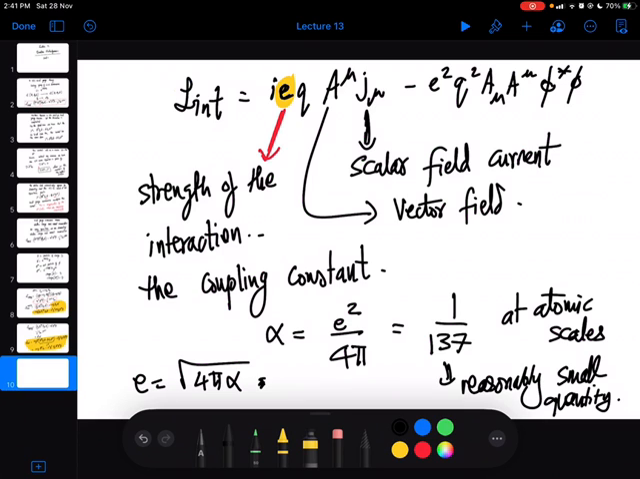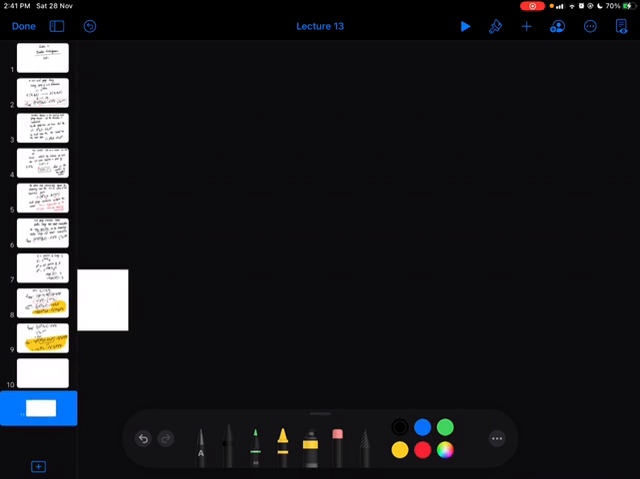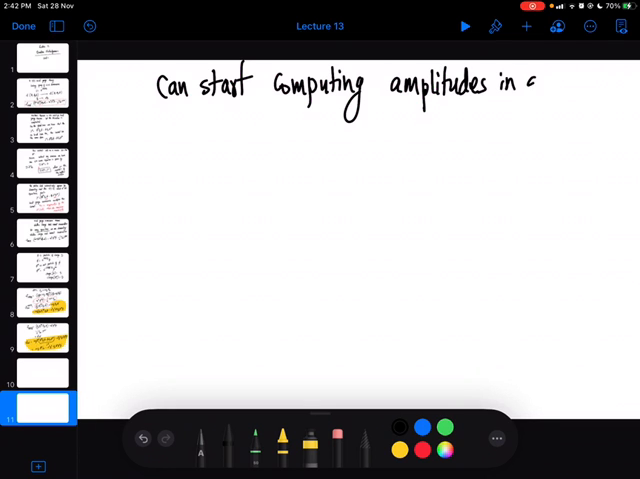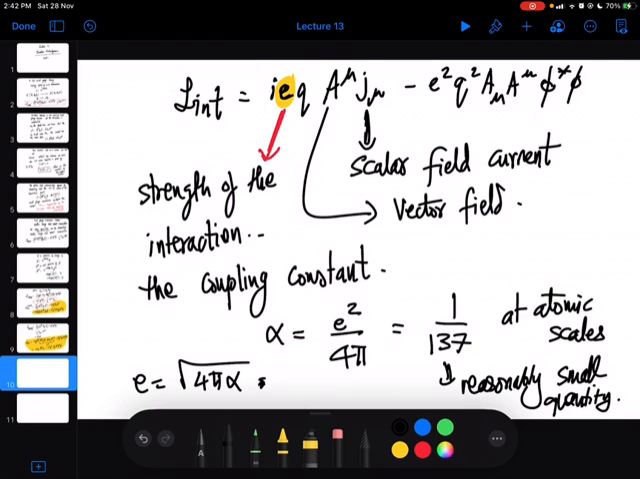So this coupling constant is reasonably small, so you can start dealing with things in a perturbative manner. You can start computing things, cross sections, amplitudes. What I mean to say is computing amplitudes in a perturbative fashion. So you can actually compute it using perturbative theory.